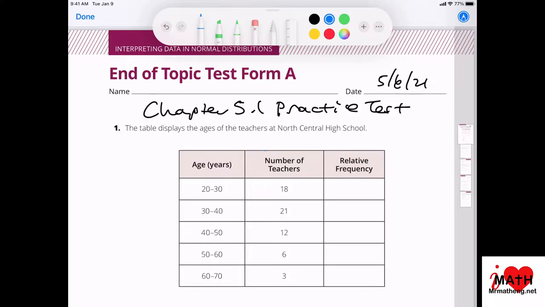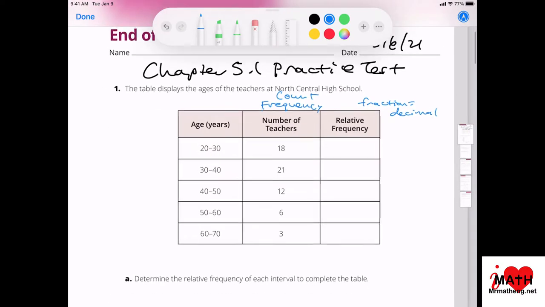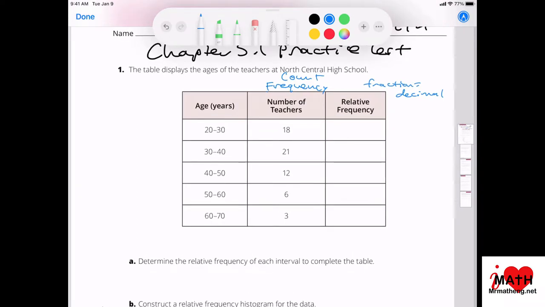Question number one. The table displays the ages of teachers at North Central High School. You have age group. You have number of teachers. You might want to call this the frequency, or another word for frequency is just count. And then you have something called the relative frequency, which is basically just a fraction to a decimal. And that's what we need to do. Determine 1A, determine the relative frequency for each interval to complete the table.